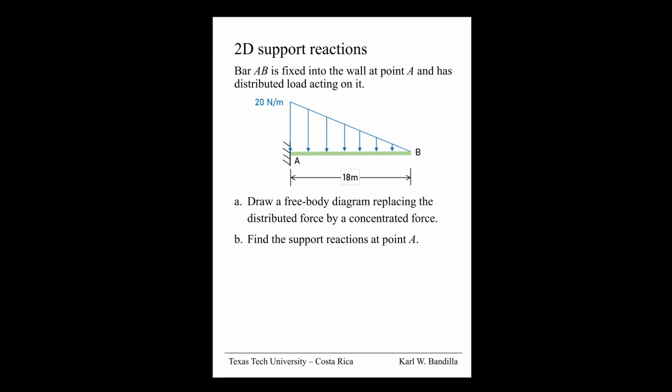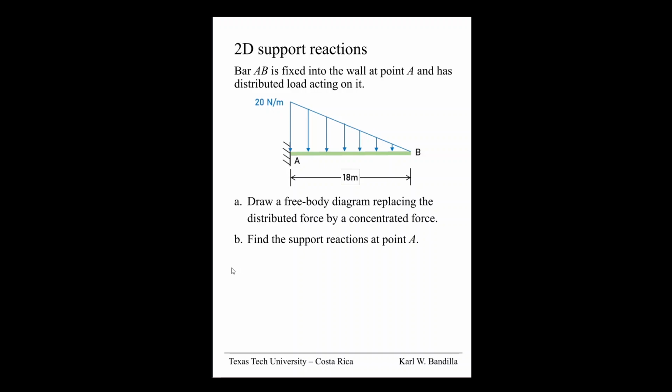This is a problem with 2D support reactions where we have a fixed support at A and we have a distributed load that's on the bar AB. And so we're asked to draw the free body diagram and then get the support reactions at A. All right, let's see what we need to do.